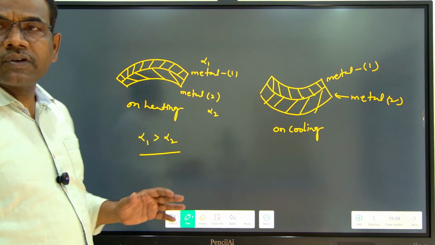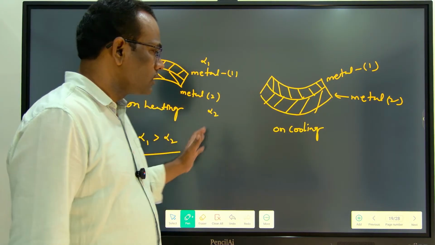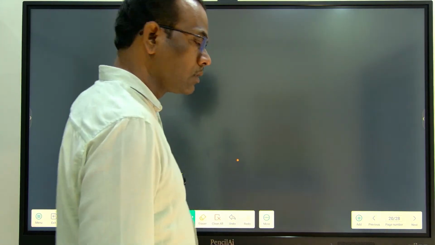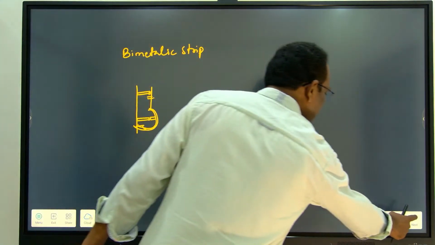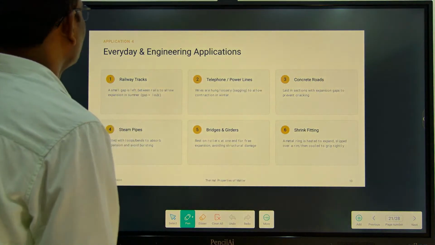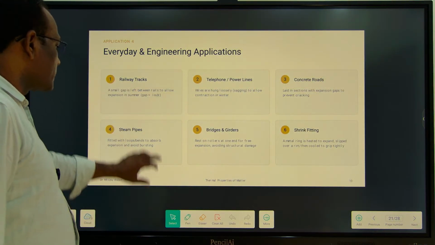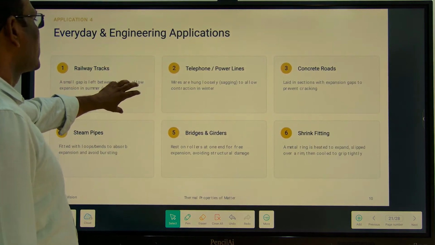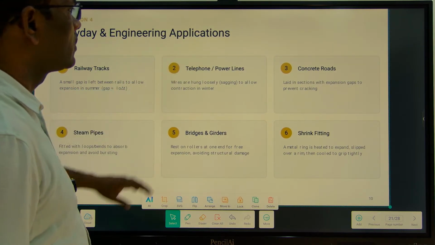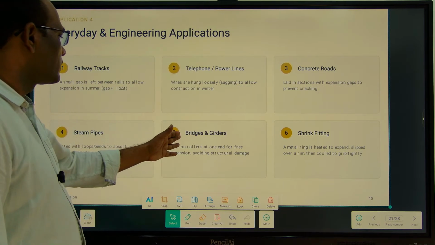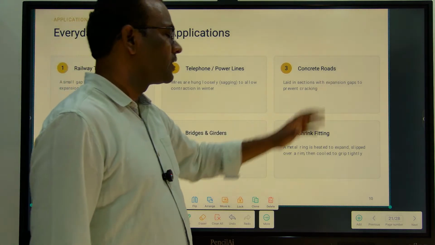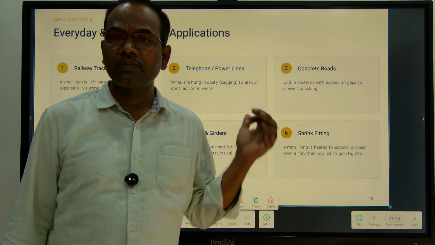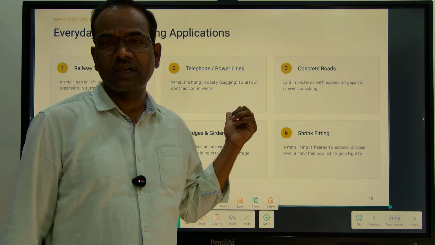Okay, this is one of the very important applications of thermal expansion in solids. So there are everyday life applications also for thermal expansion. Railway tracks, telephone power lines, concrete roads, steam pipes, bridges and girders, sink fittings. So in these cases we are using the same thermal expansion concept.